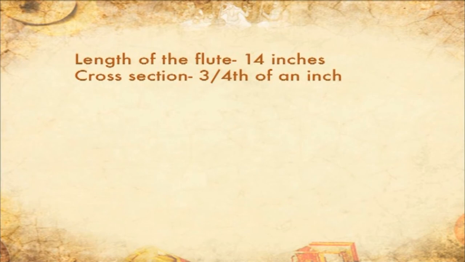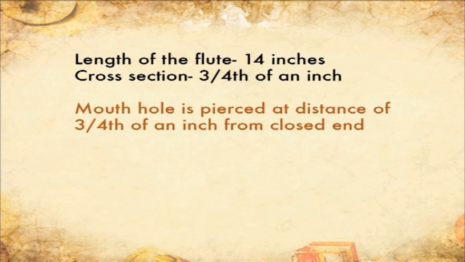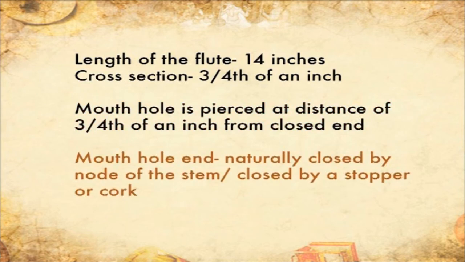The length of the flute is 14 inches. The cross section of the tube may be 3/4 of an inch. The mouth hole is pierced at a distance of 3/4 of an inch from the closed end. The mouth hole end may be naturally closed by the node of the stem, or it can be closed by a stopper or a cock.